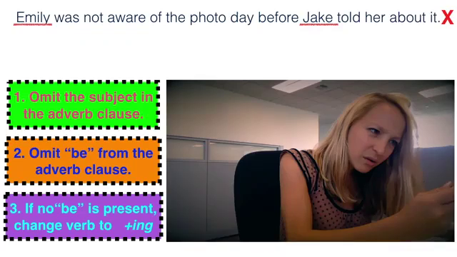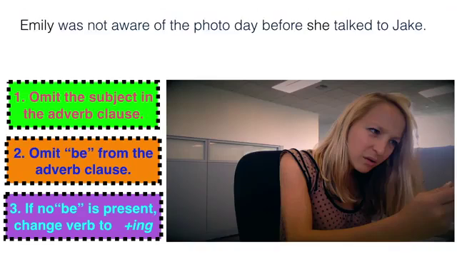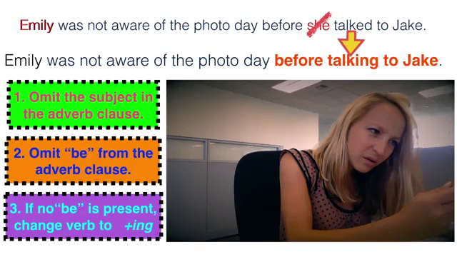Let's take a look at another sentence. Emily was not aware of the photo day before she talked to Jake. Now, Emily in the first clause and she in the second clause are referring to the same subject, which means we can reduce the adverb clause. So step 1, omit the subject. Step 2, omit be. But as you can see, there's no be verb. So let's move on to step 3. We're going to change the verb to an ing verb, a present participle. Now we've got ourselves a reduced adverb clause. Emily was not aware of the photo day before talking to Jake.